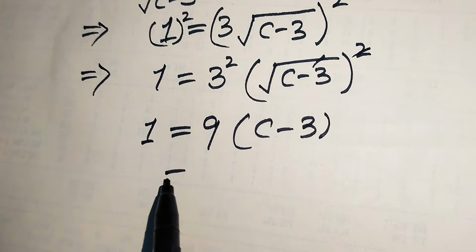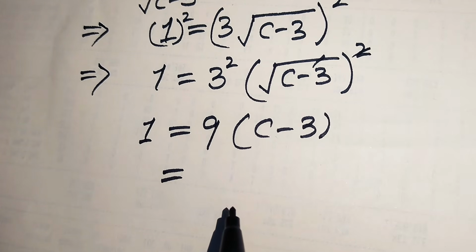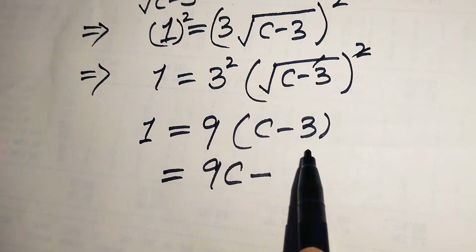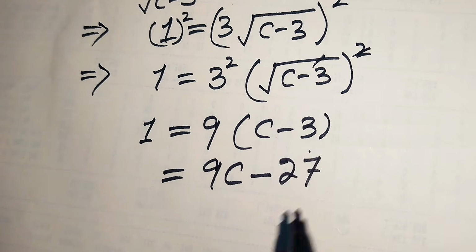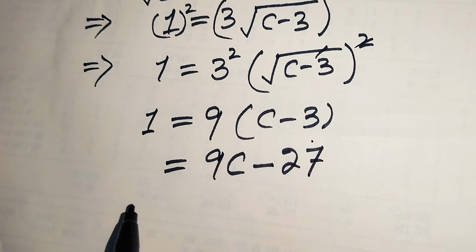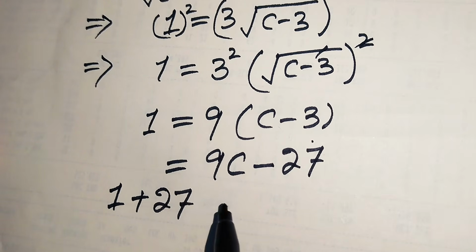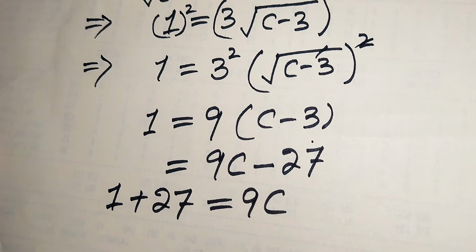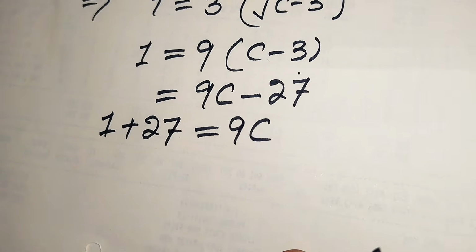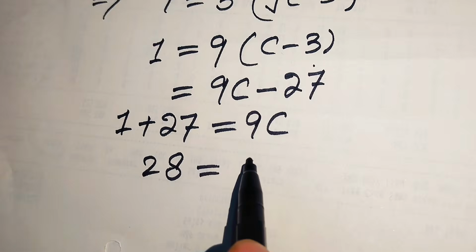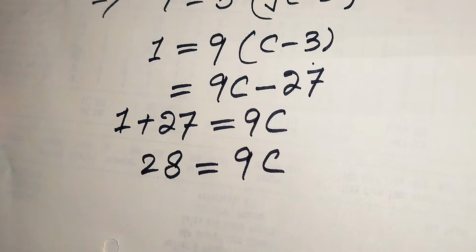And now in the next step we multiply this 9 separately on both of these two values, and it will be written as 9 times c minus 9 times 3, which becomes 27. So we move minus 27 to the left-hand side, and it becomes 1 plus 27 equals 9 times c. And further, 1 plus 27 becomes 28 equals 9 times c.